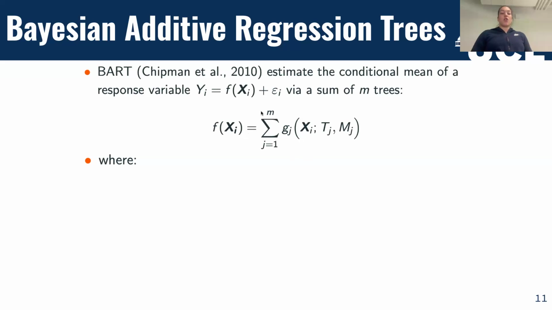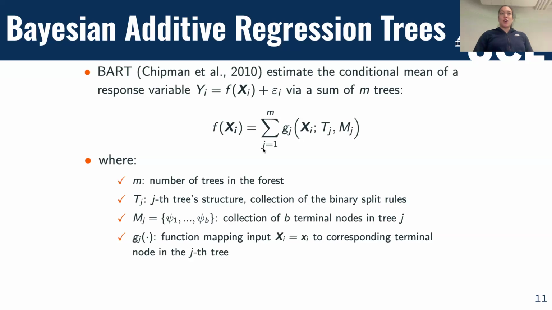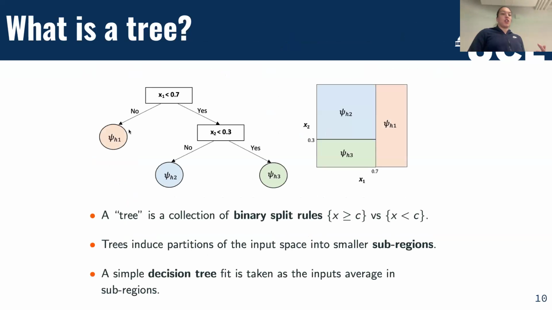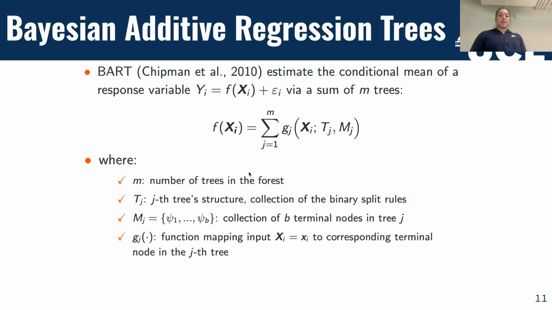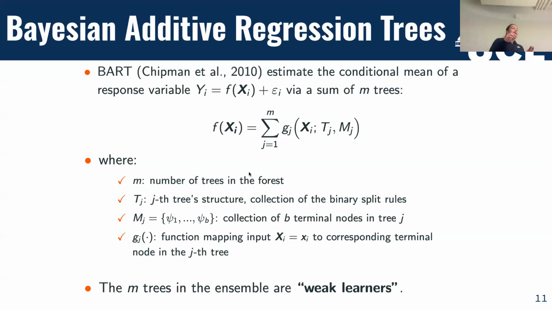So it says that we're going to present it as a sum of M trees. That means it's the sum of all trees, where M is the number of trees in the forest, which is a preset value. And then we have a function that maps the input Xi to the corresponding terminal node in the j-th tree. Terminal nodes are essentially these leaves. To give you a rough idea, in practice M is between 50 and 200, and they're weak learners, so they will also be quite small trees.